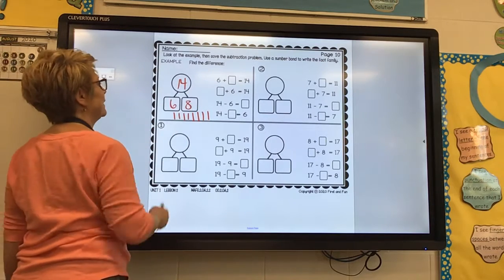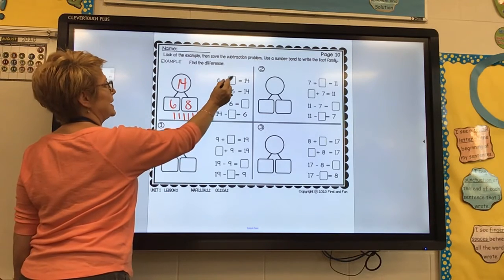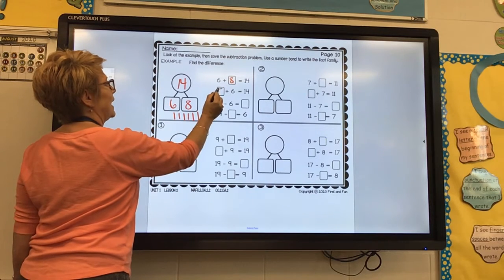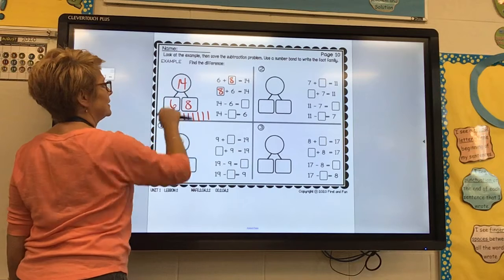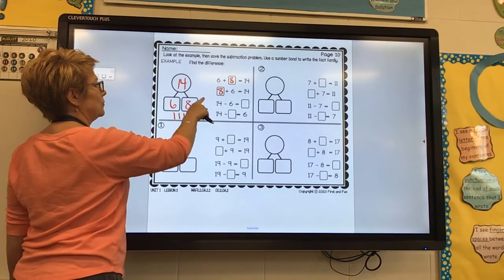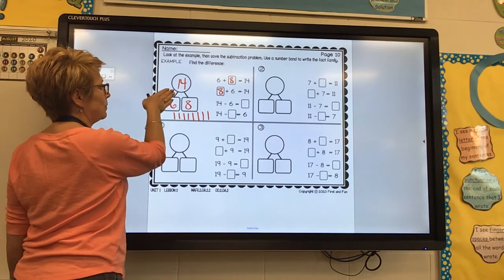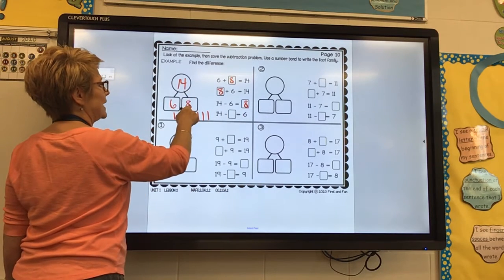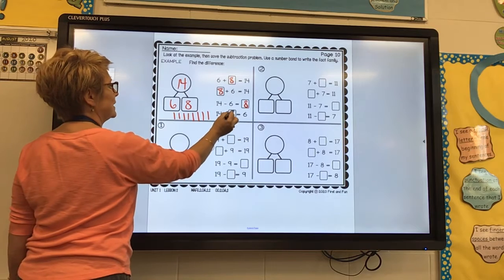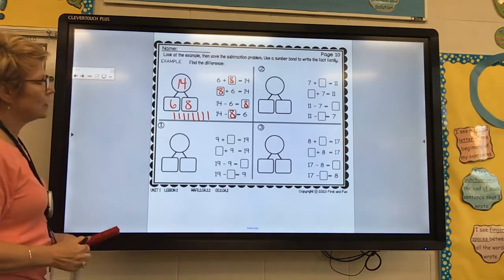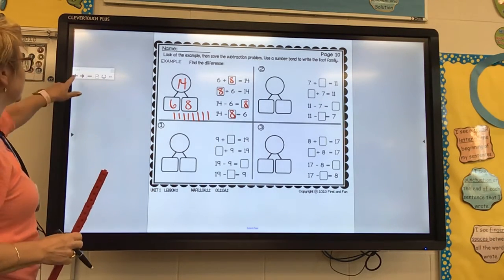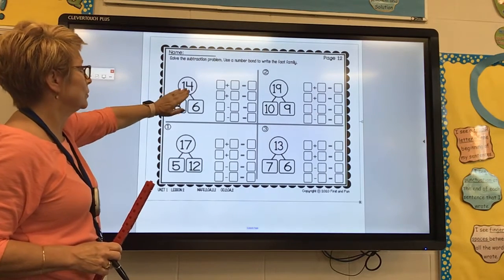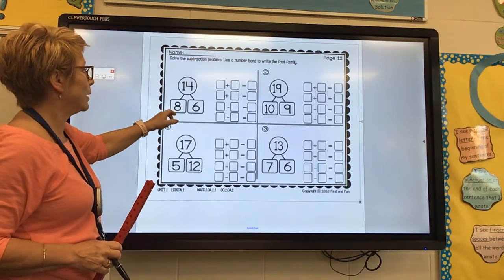Now I can finish my fact family. 6 plus 8 equals 14. I can switch it. 8 plus 6 still equals 14. 14 minus 6, what part's left? My 8. 14 minus 8, what's left? My 6. So that's all we're doing on this page here. Let's keep going. This is the same way. They're giving you your whole and your two parts.